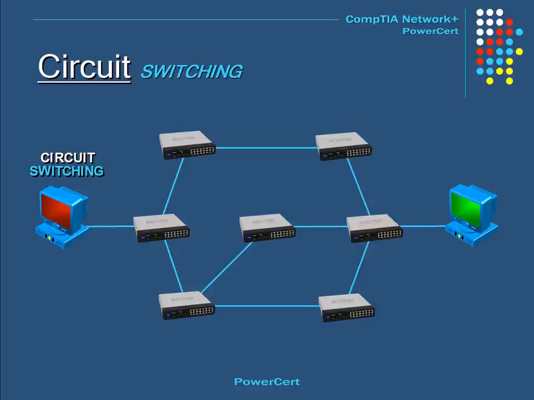Now, circuit switching also sends data packets individually, but unlike packet switching, which sends data on different routes, circuit switching does the opposite. In circuit switching, all the data is sent along the same dedicated route. A good example of circuit switching would be telephone lines.